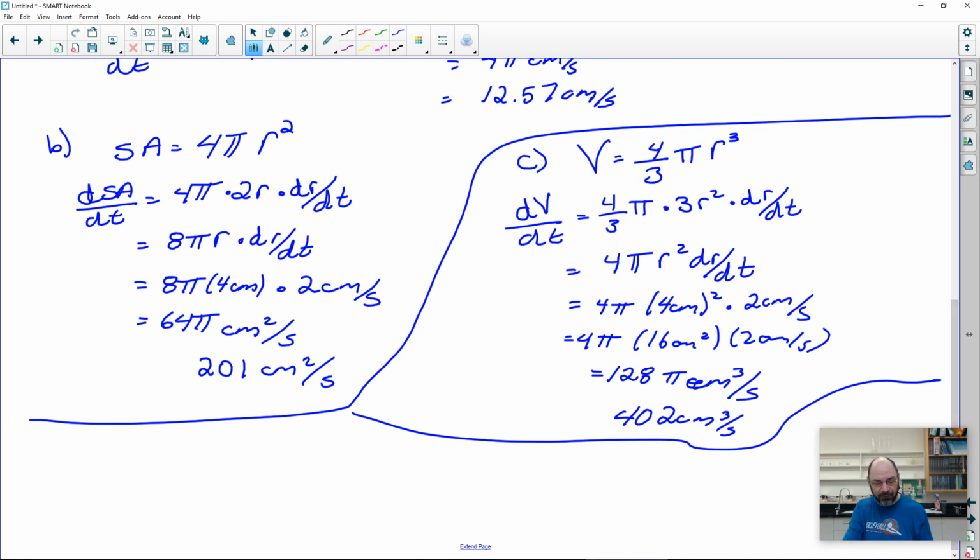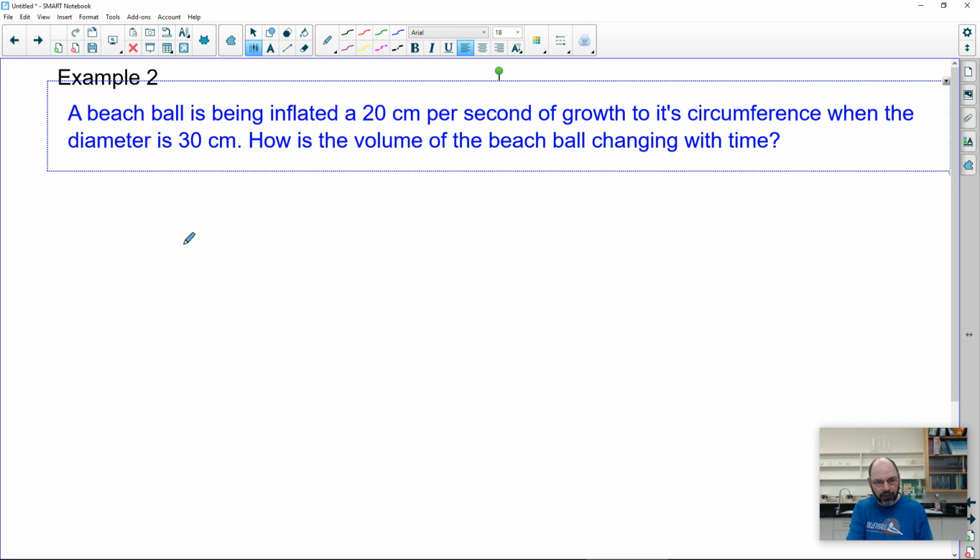Okay, the last example that I want to do with you today is this one here on the next page. A beach ball is being inflated at 20 centimeters per second of growth to its circumference. Notice that it's circumference, and when it has a diameter, that's a diameter, not a radius, so there are some tricks in here. The diameter is 30 centimeters. How is the volume of the beach ball changing?